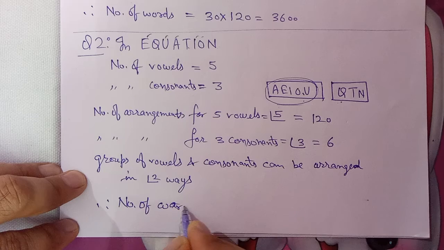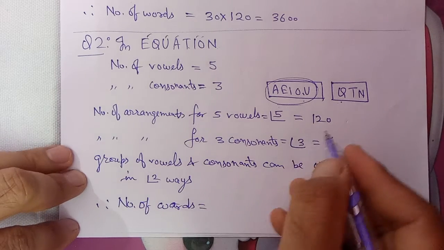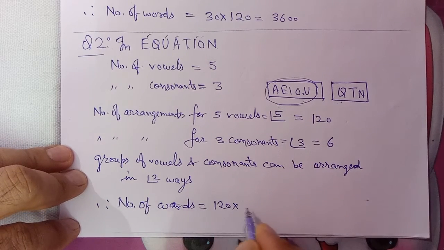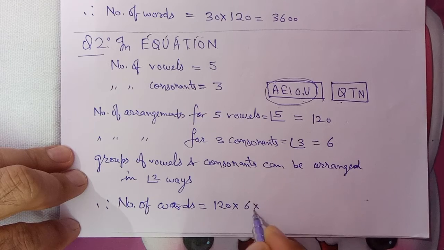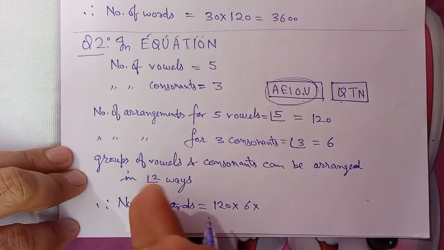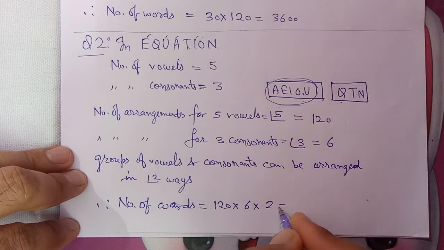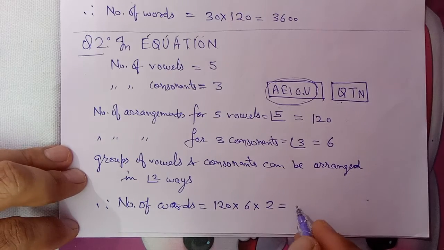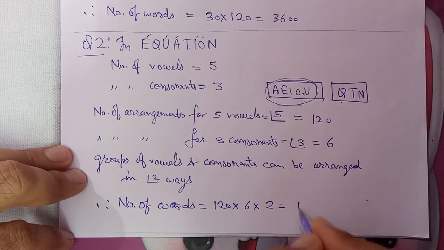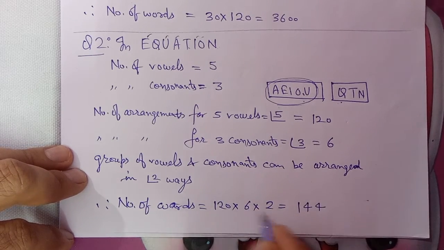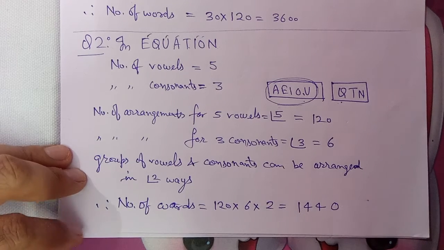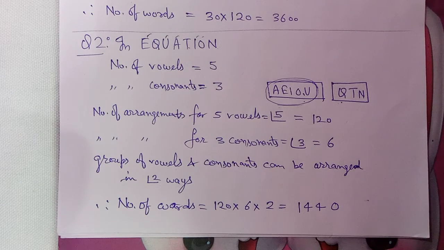Therefore, number of words equal arrangement of vowels into arrangement of consonants into arrangement of these two groups. This is, yes, 1440. This is second question. Next is fourth question.